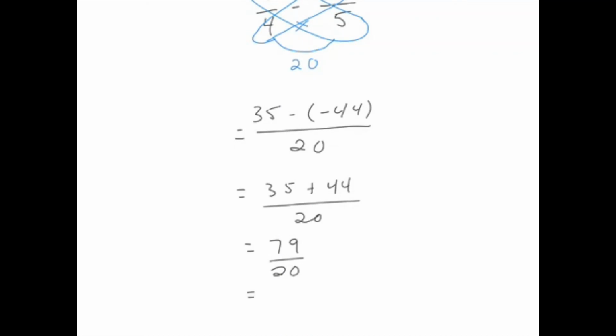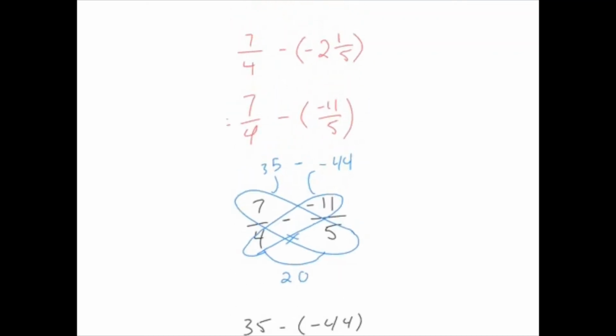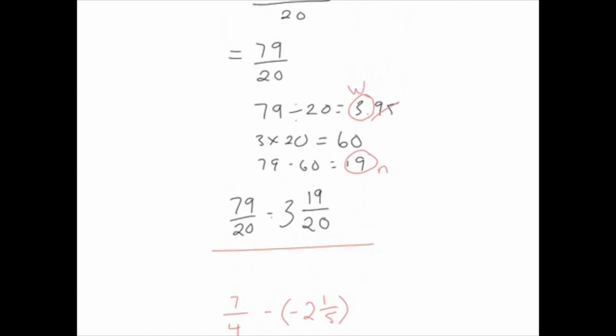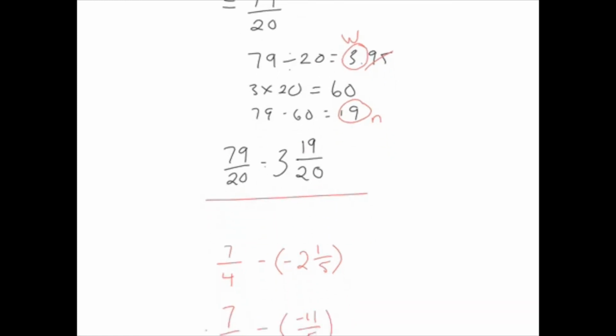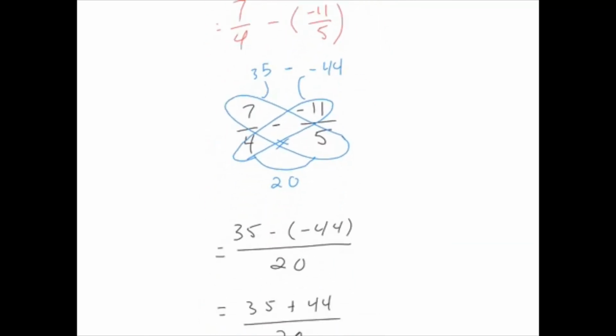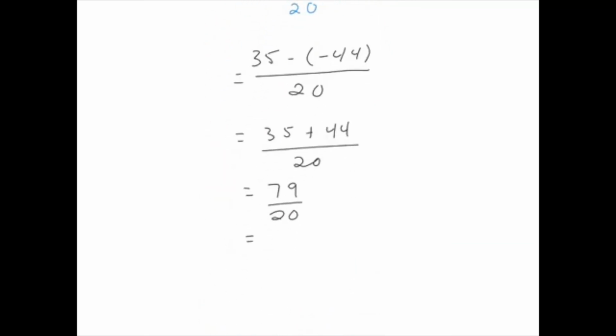And if we remember from our previous work, we converted that 79 over 20 to being 3 and 19/20. So now that we've already done this particular work here, I'm not going to duplicate that again. I will simply write that in as 3 and 19 over 20.